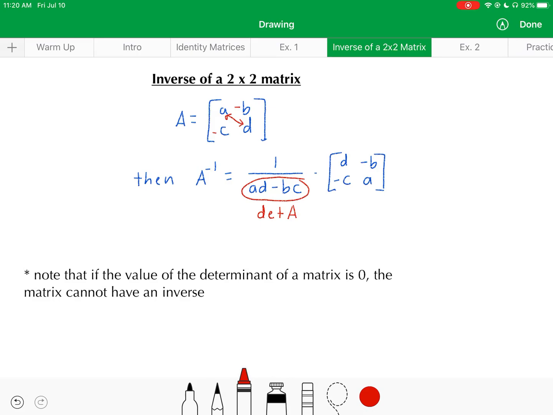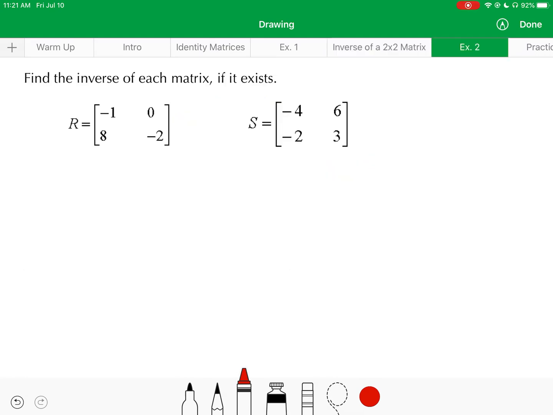And then the last thing I'll draw your attention to is what's listed down in the bottom. We want to notice that if the value of the determinant of the original matrix you're trying to find the inverse for is 0, then the matrix is not going to have an inverse, all right? And the reason for that is you would be taking 1 and dividing it by 0, which is undefined, okay?